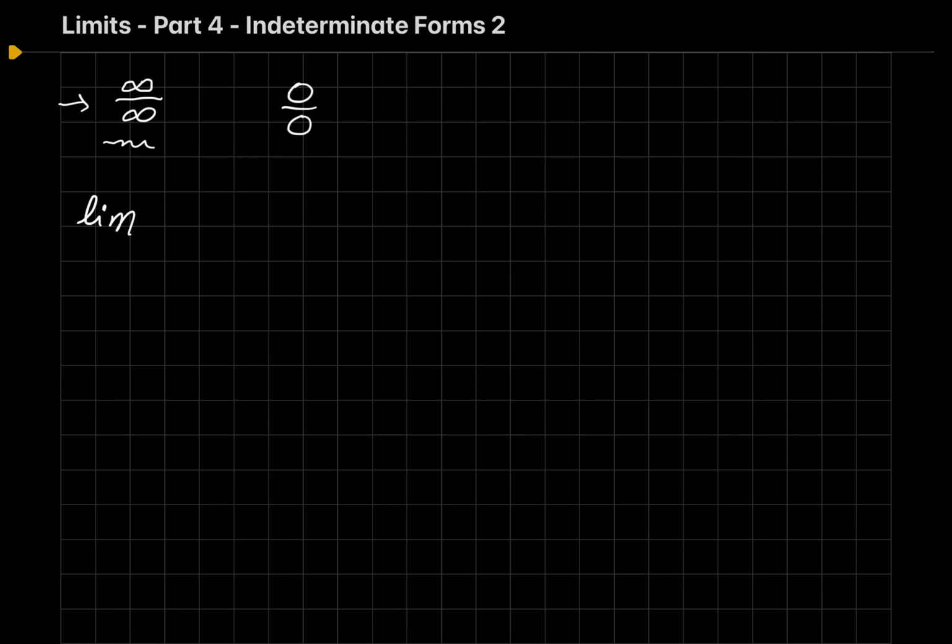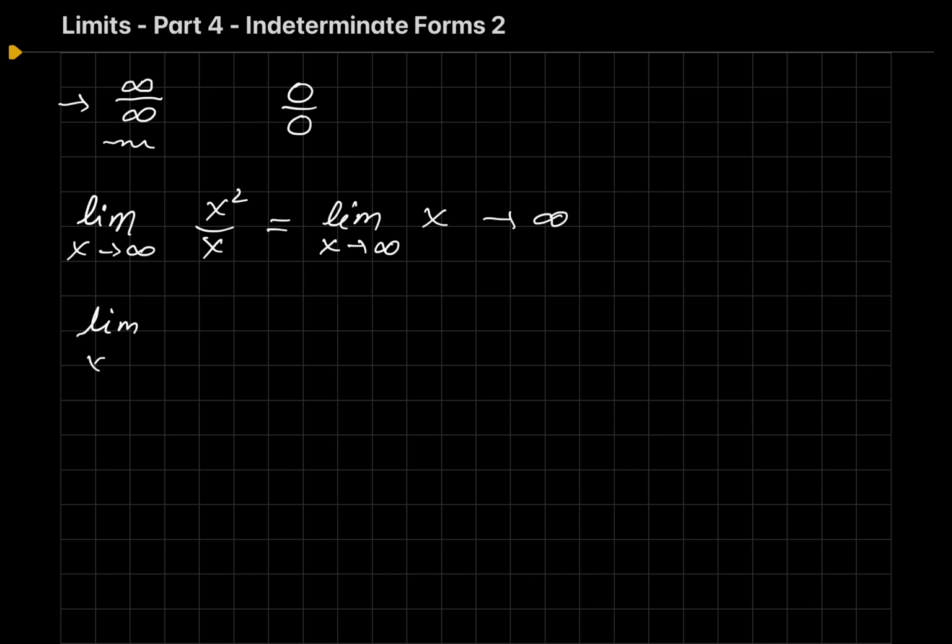Let's look at a few really simple examples. What if we have the limit as x goes to infinity of x squared over x? If I were to plug in directly, we would get infinity over infinity. But of course, we can see that the expression can be simplified to simply x. And then if we plug in x goes to infinity, we of course get infinity.